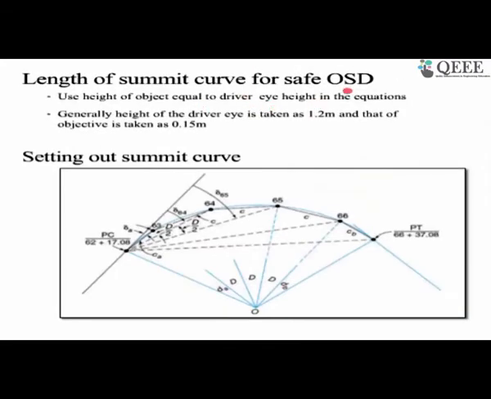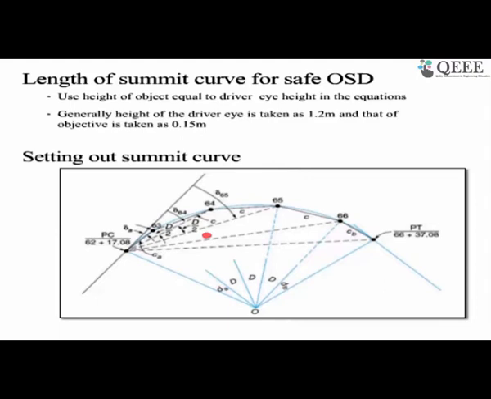When you are doing it for the stopping sight distance, as we told you, H1, the eye height, is going to be 1.2 meter, and the object height you are going to estimate. But if you are doing the same design for overtaking sight distance, because you are allowing the vehicle to overtake within your summit curve, then you need to consider the object height as 1.2 meter. So the driver height and the object height are both going to be 1.2 meter.